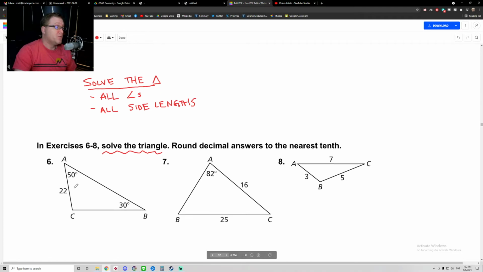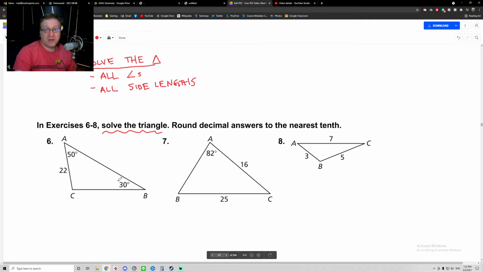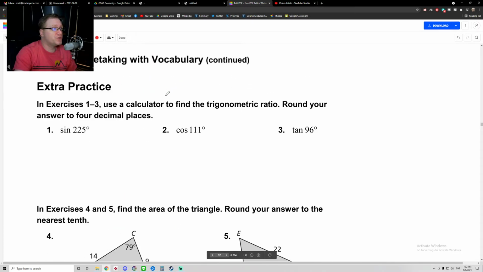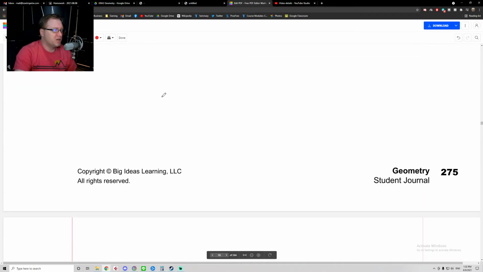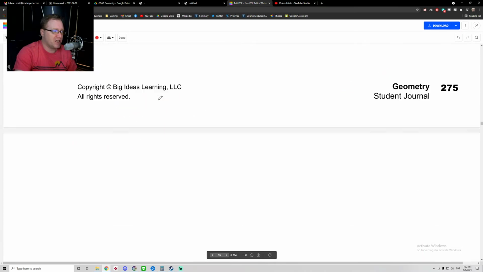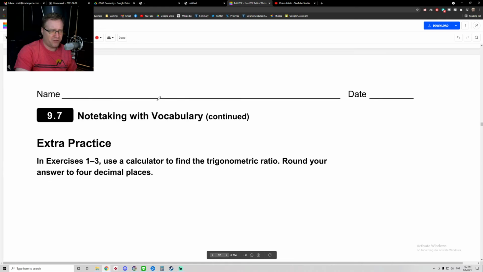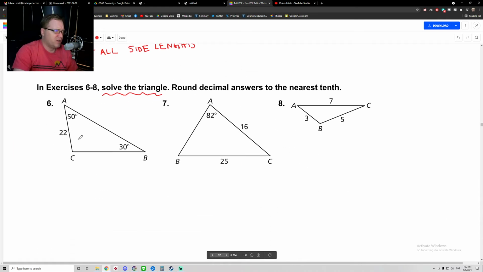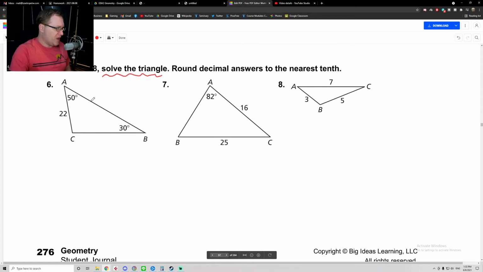What we're going to do is look at them and figure out what rules we can use. Some of the rules that we will have to use are the law of cosines and the law of sines. Also, some rules that we learned before can help us to do this. So let's look at number 6. We need to find all the angles and all the side lengths.